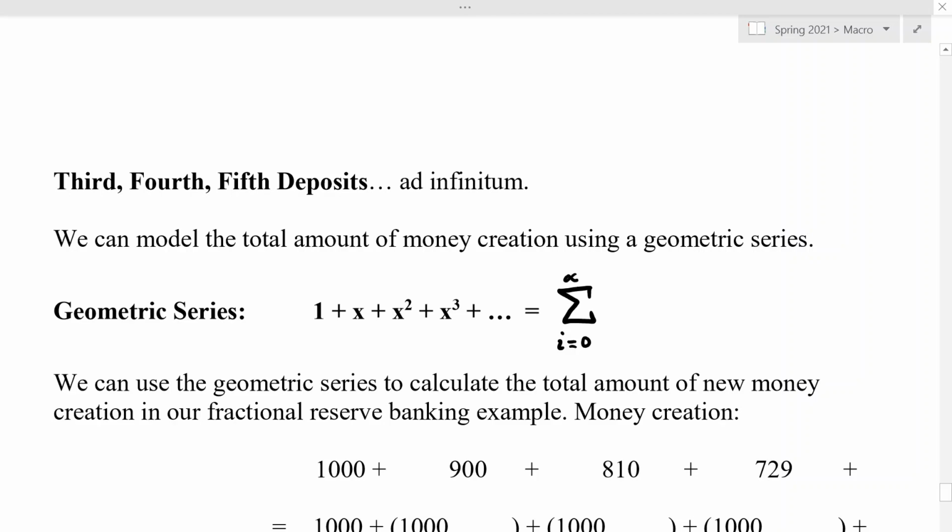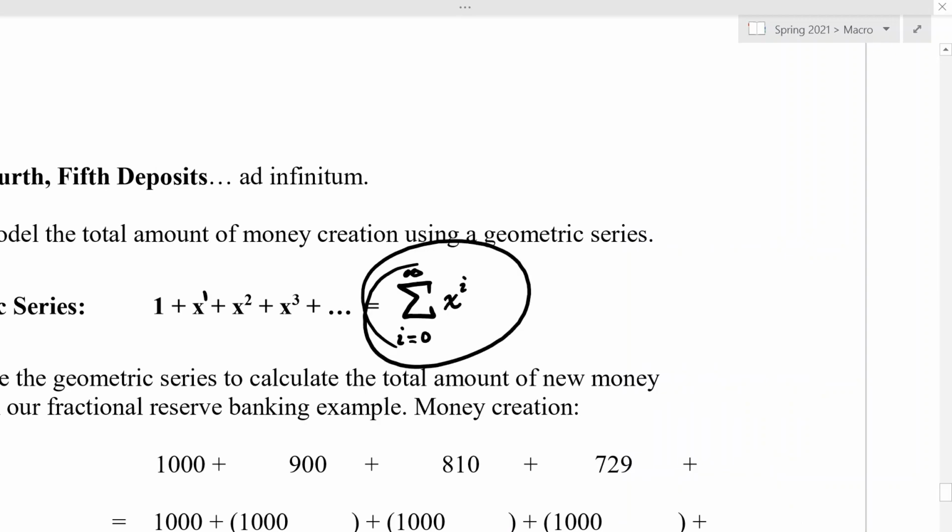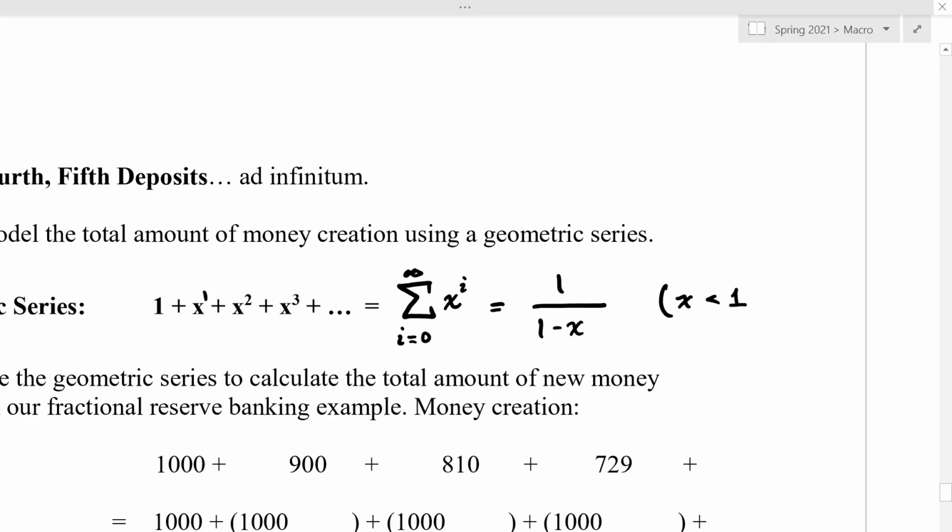i from 0 to infinity of x to the ith power, because if you recall, x to the 0 is equal to 1, and this would be x to the 1 is equal to x. So anyway, you don't necessarily need to know this part in particular, but the thing that is nice about this is that this series will converge to 1 over 1 minus x. That is, at least as long as x is less than 1. Actually, I think x needs to be between 0 and 1.